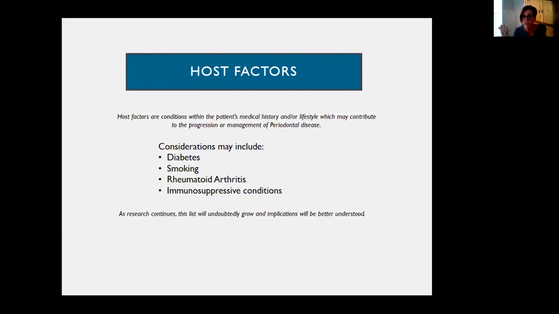There's immunosuppressive conditions as well. The only two right now that are in the grading are diabetes and smoking, but I do think it's important to mark on your chart host factors so that you understand what systemically could be affecting the process.